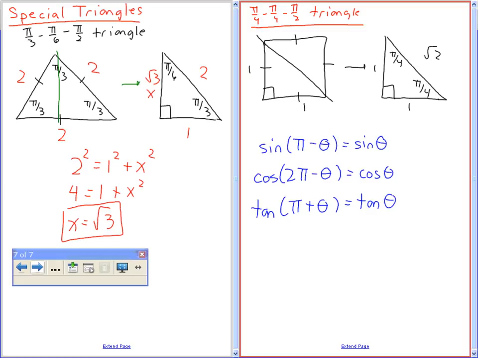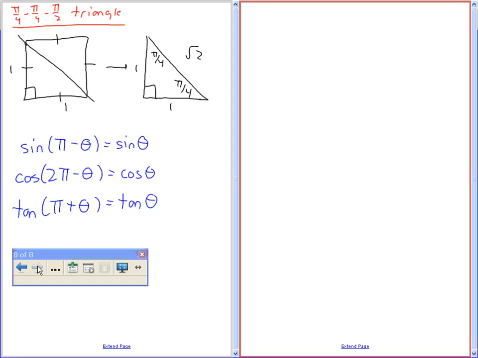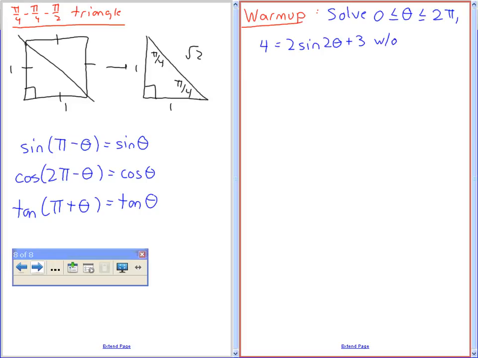Okay, other good things to know. I want to do the question now, stop here, and then I'll move on to lesson 6. This is going to be the warm up. So I want you to solve for theta, let's just say from 0 to 2 pi, where 4 is equal to 2 sine 2 theta plus 3, without a calculator. That's a bad habit I've had for 11 years of teaching in degrees.